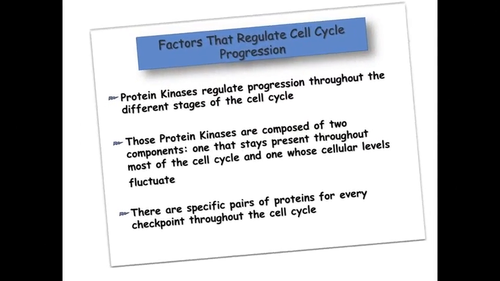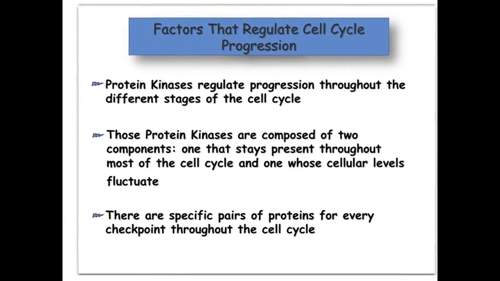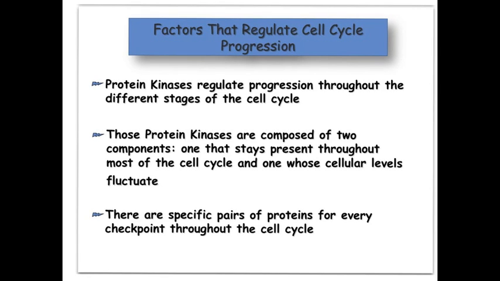The main factors dictating progression through the cell cycle are a set of protein kinases that are activated at very specific stages of the cell cycle. Those kinases are composed of two different components. One that stays present throughout most of the cell cycle, and another component whose cellular levels fluctuate dramatically. In fact, the other component may actually completely disappear at very specific times during the cell cycle.